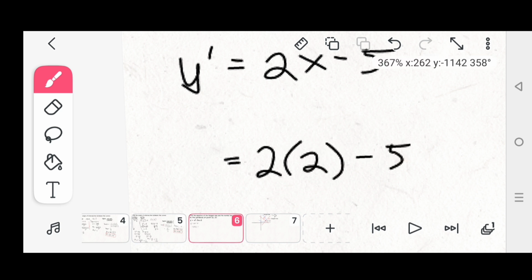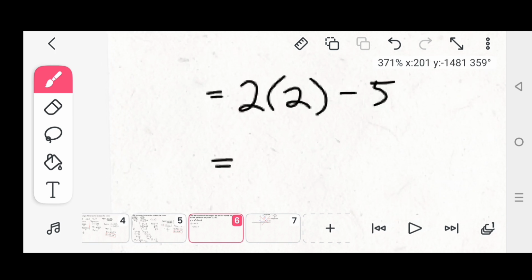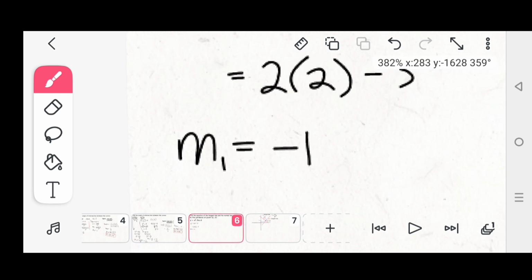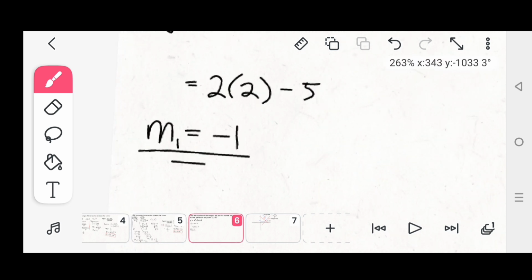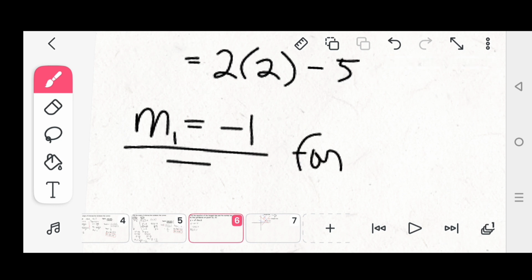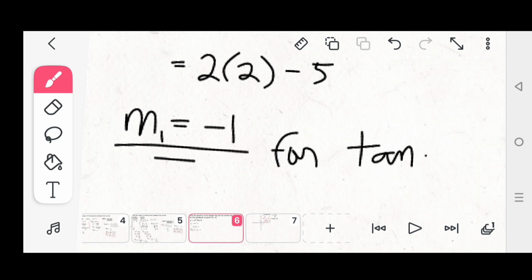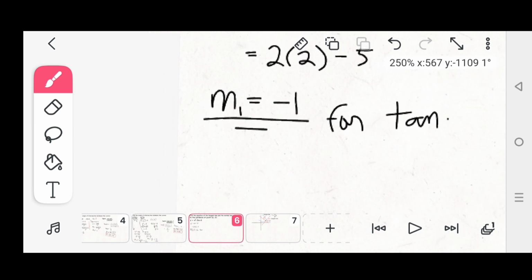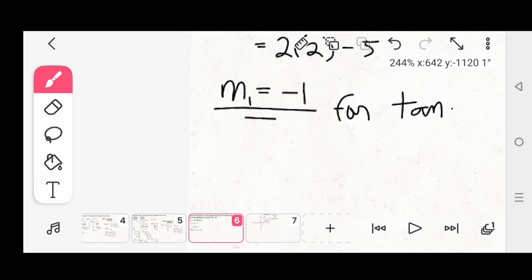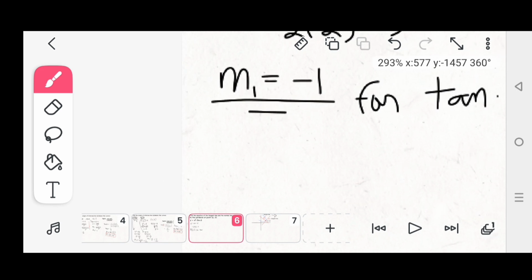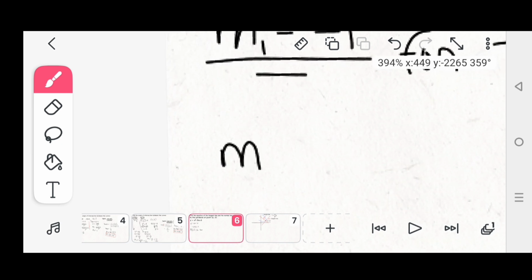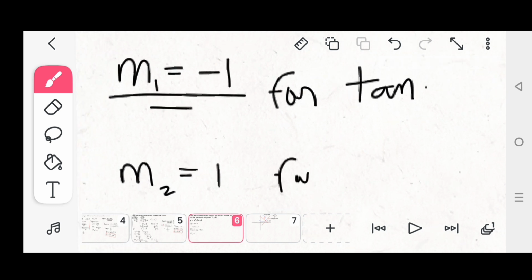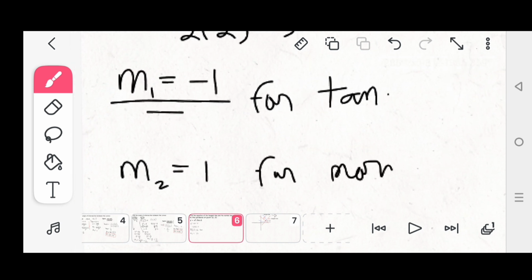If you find the derivative, you automatically substitute it, which is -1. And this is our first slope for the tangent line. And then for the normal line, we just take the inverse of m1. We find the inverse of -1, which is +1 for the normal line.